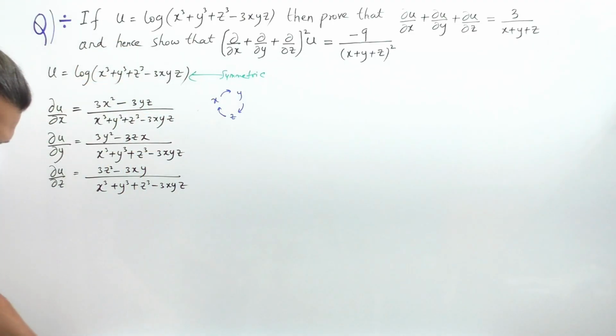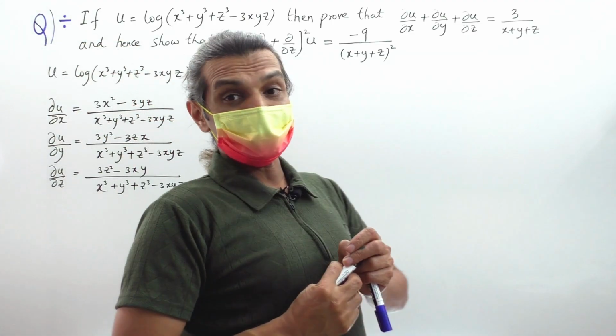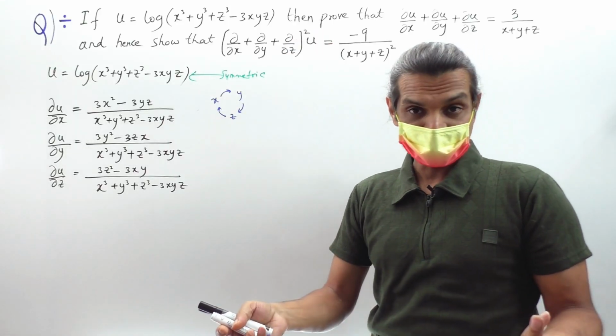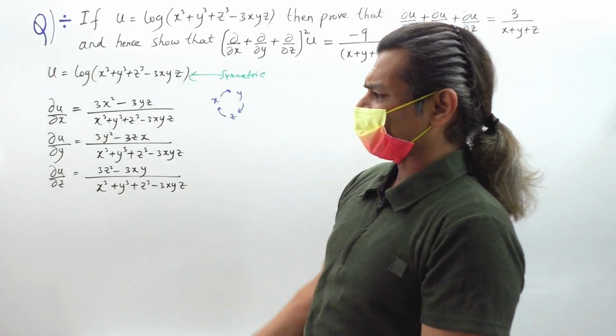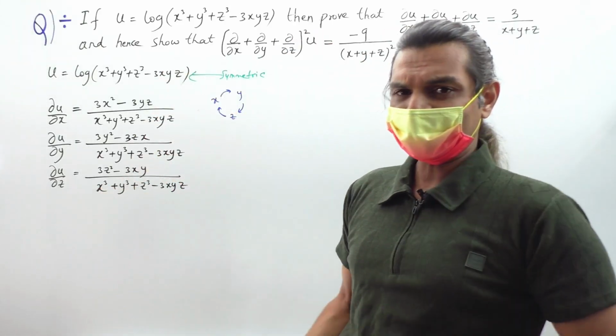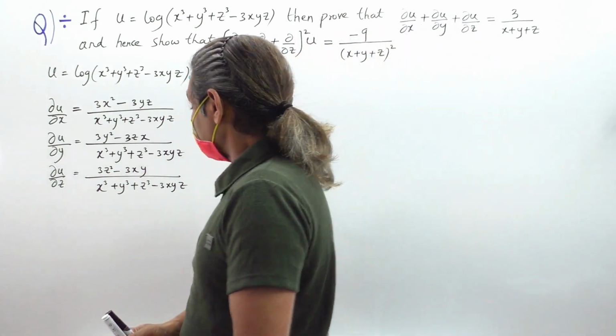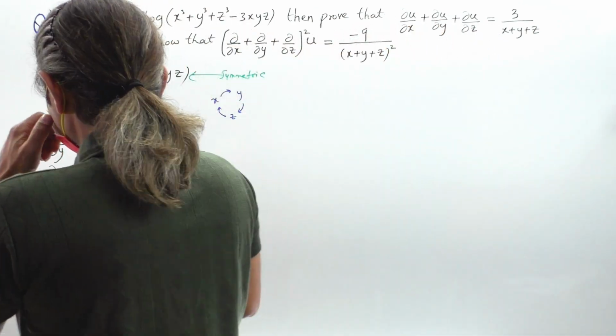That's it. So, that's the advantage of a symmetric function. First, from the question, identify whether it is symmetric or not. If symmetric, then simply replace x by y by z, and so on. Otherwise, we need to differentiate again. Now, we need to show this. So, let us add them together.